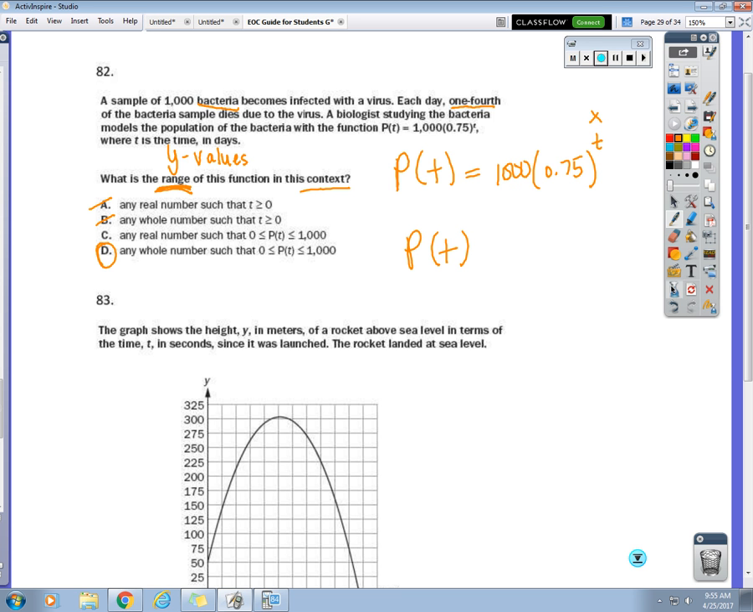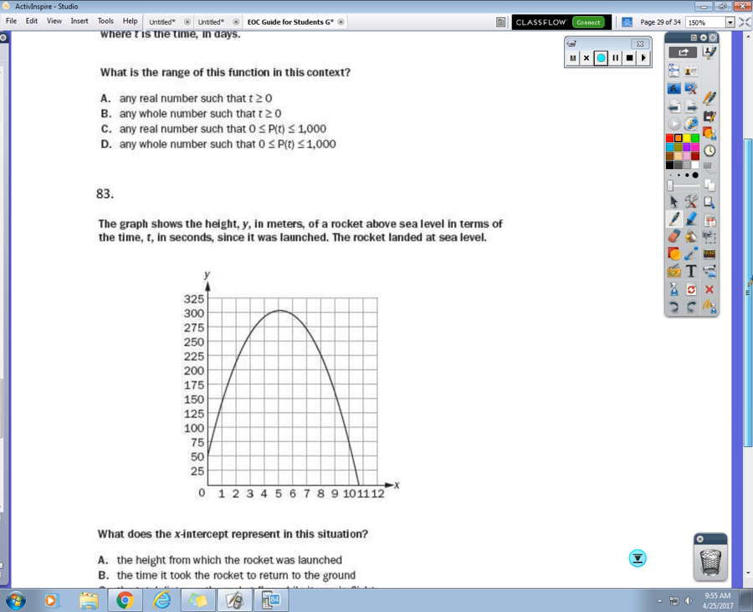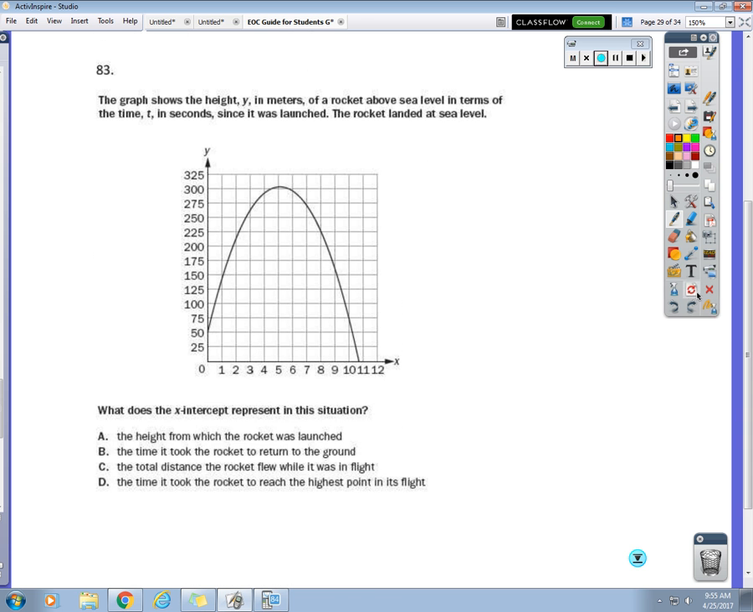All right, number 83. The graph shows the height, y, in meters of a rocket above sea level in terms of time, t, in seconds since it was launched. The rocket landed at sea level. Okay, so let's see if you can understand how to read this graph. How high did the rocket get?